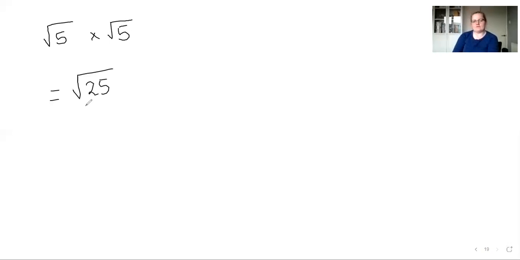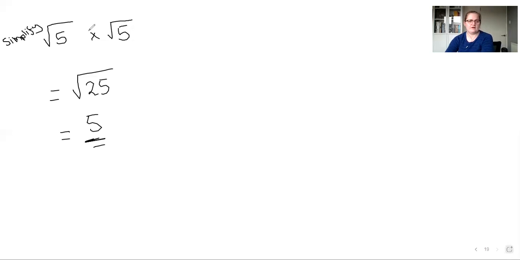This wouldn't be the final answer because you've been asked to simplify root 5 multiplied by root 5. Root 25, yeah, it's simpler, but actually we know what root 25 is. We know that root 25 is 5, so that would be our simplified answer for this one.